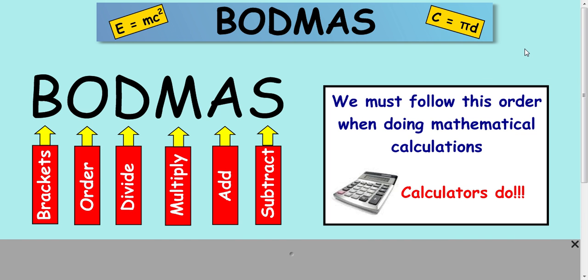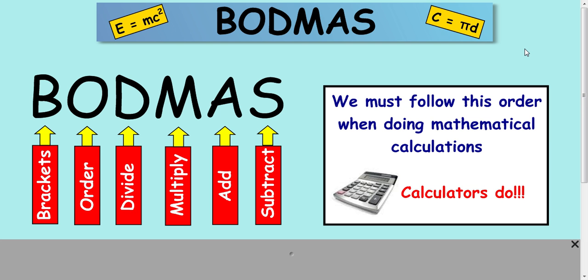In this lesson we're going to look at something called BODMAS. Now BODMAS tells us the order of operations in mathematics, i.e. what to do first if you're faced with a times and an add, or a takeaway and a divide in the same sum. Also sums involving brackets and powers. Now calculators follow this, and we must do the same when we're doing written work in our jotters.